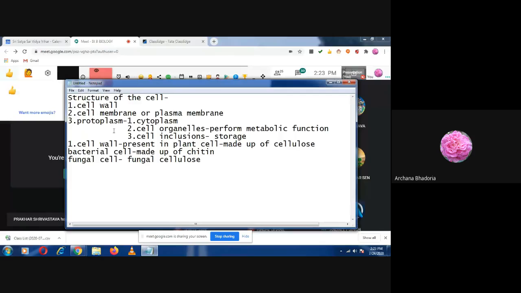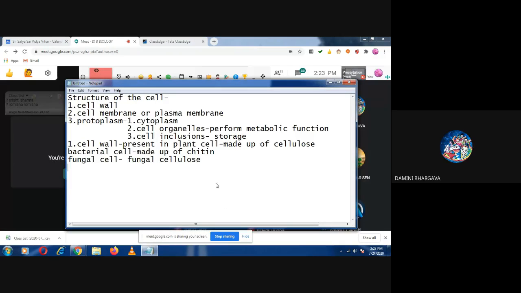What is the function of this cell wall? Can you tell me the function of the cell wall? To protect the cell. So write down function: to protect the cell. It is protective in function. So it will protect the cell.